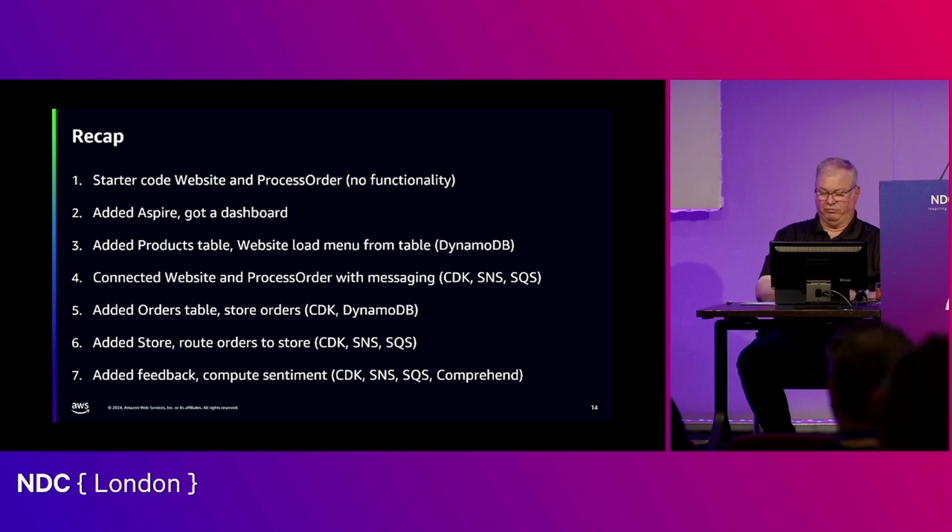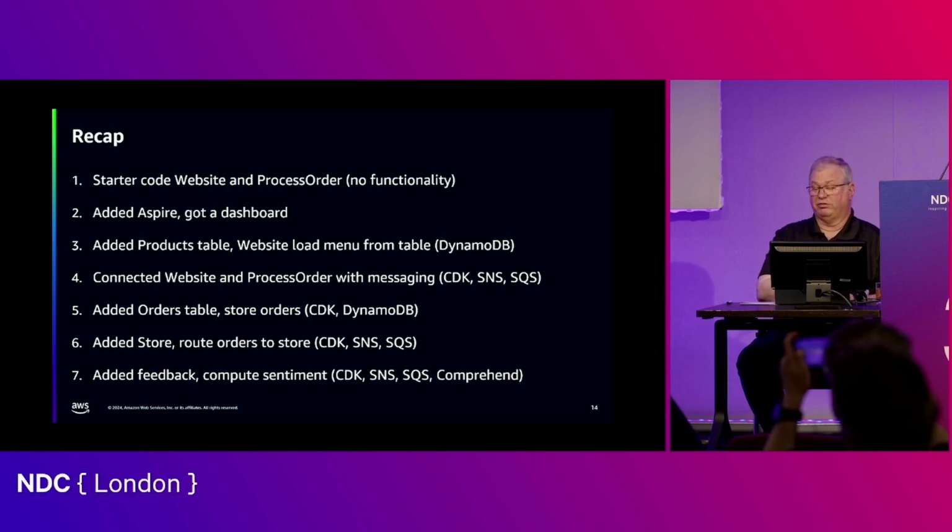All right. Well, just to recap what we saw, we started with nothing but a UI. We added Aspire and got what we saw to be an amazing dashboard. We added a DynamoDB table, access code really easy, using DynamoDB in the .NET persistence model. We connected the website and process order with messaging. We added the Amazon CDK so we could allocate AWS resources from the app host project, and we saw SNS and SQS topics and queues created. We added an orders table in Dynamo in the app host project, again with CDK.